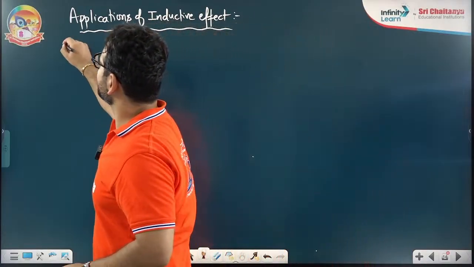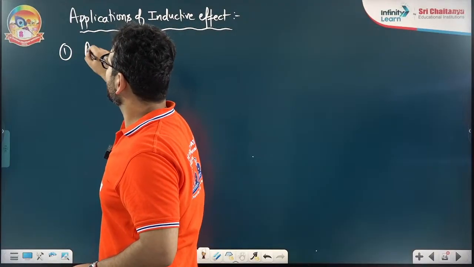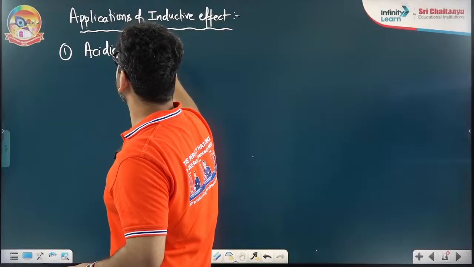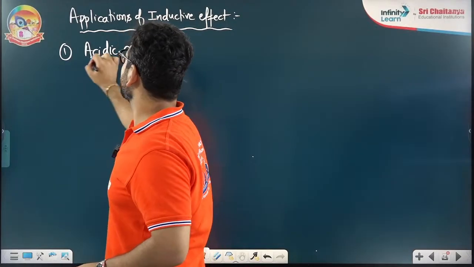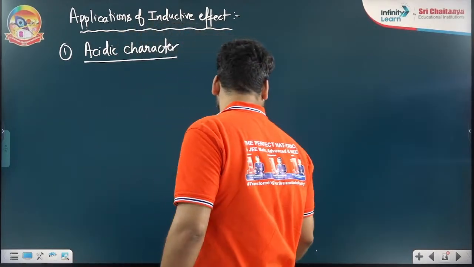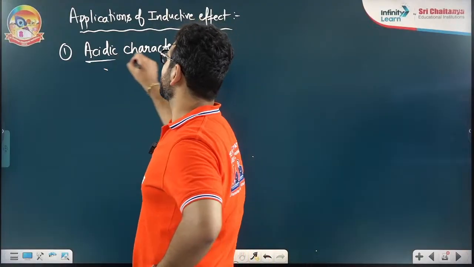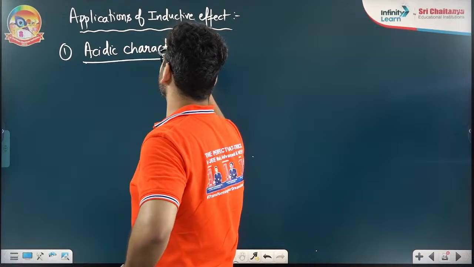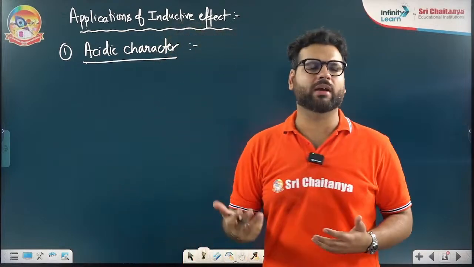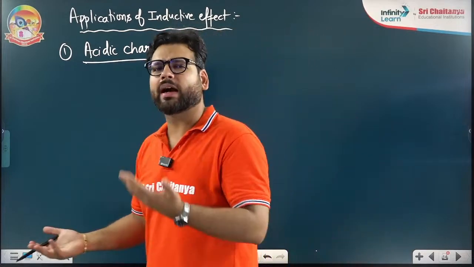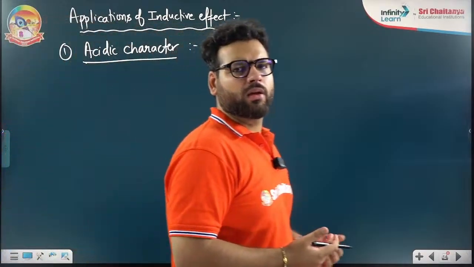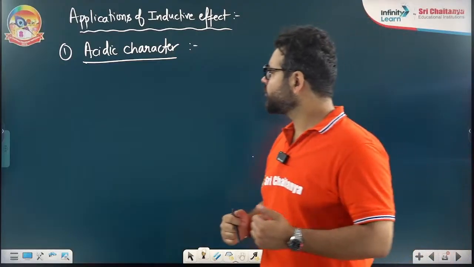First major application is to decide the acidic character of any alcohol or carboxylic acid. Acidic character of alcohol or carboxylic acid or any other organic compound also could be given to you, like alkynes are also acidic, like some amines are also acidic. So how to check the acidic character?